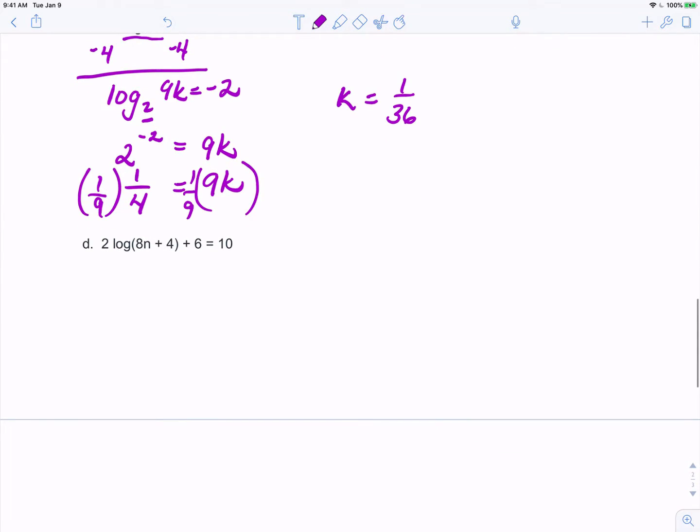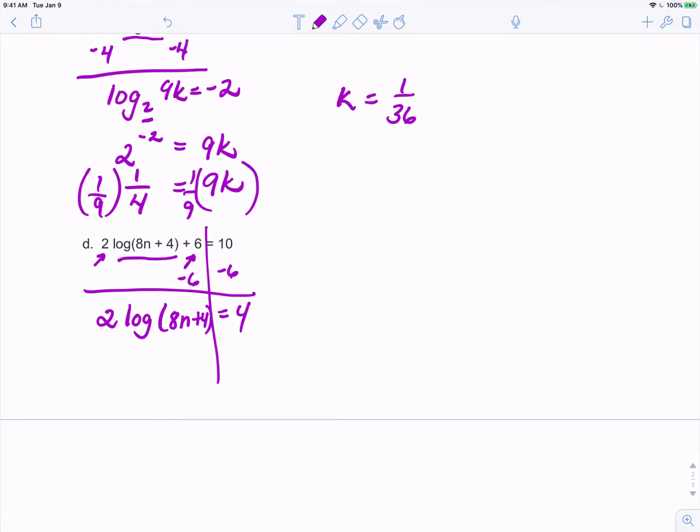Let's try another like that. So here's a log equation. We need to get the log by itself, so we have to get rid of this 6 and we have to get rid of this 2. So we'll start by subtracting 6 from each side, leaving us with this expression. And then we'll divide both sides by 2. So now the log is by itself.